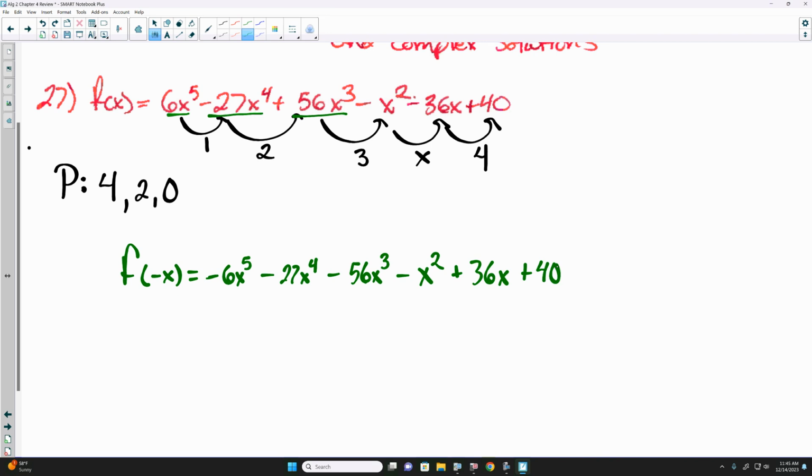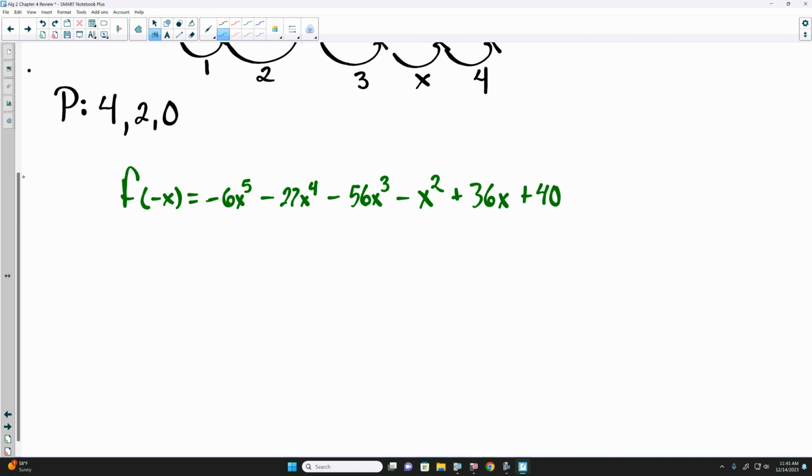Our constant term, our number without a variable, the sign's not going to do anything because there is not a variable there. Questions on how we got to this here? So if the exponent is odd, change the sign. If the exponent's even, keep the sign the same.